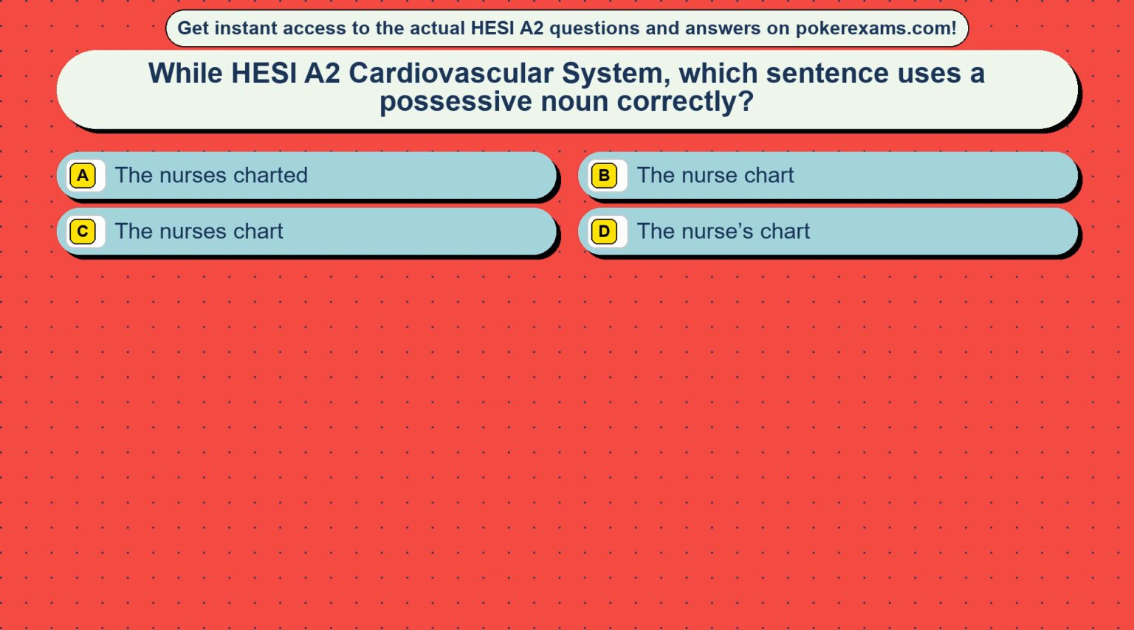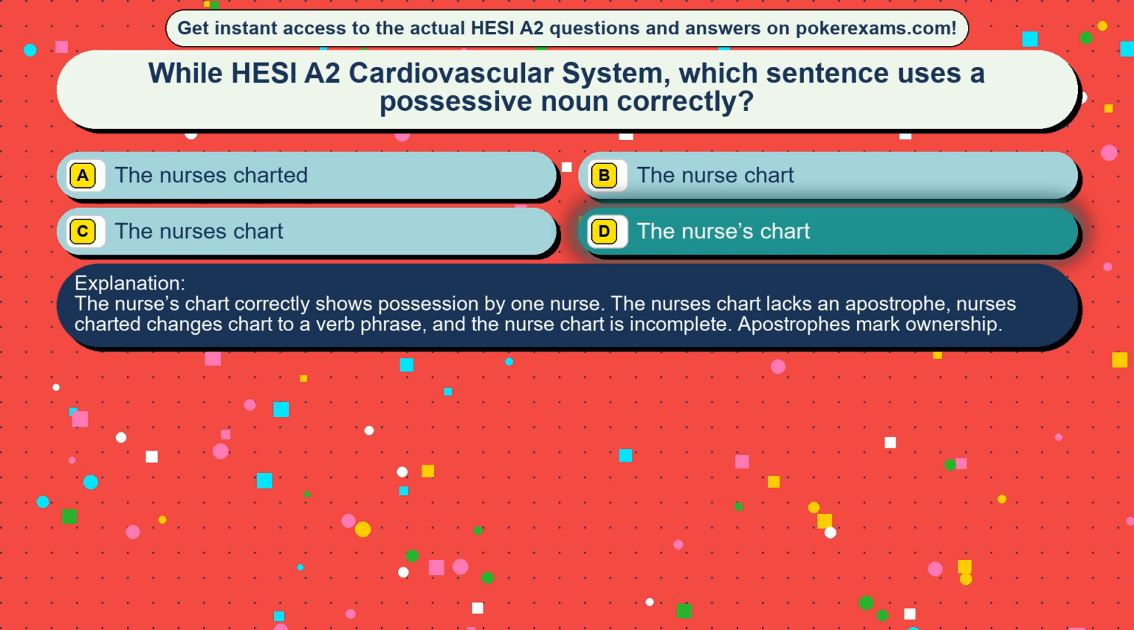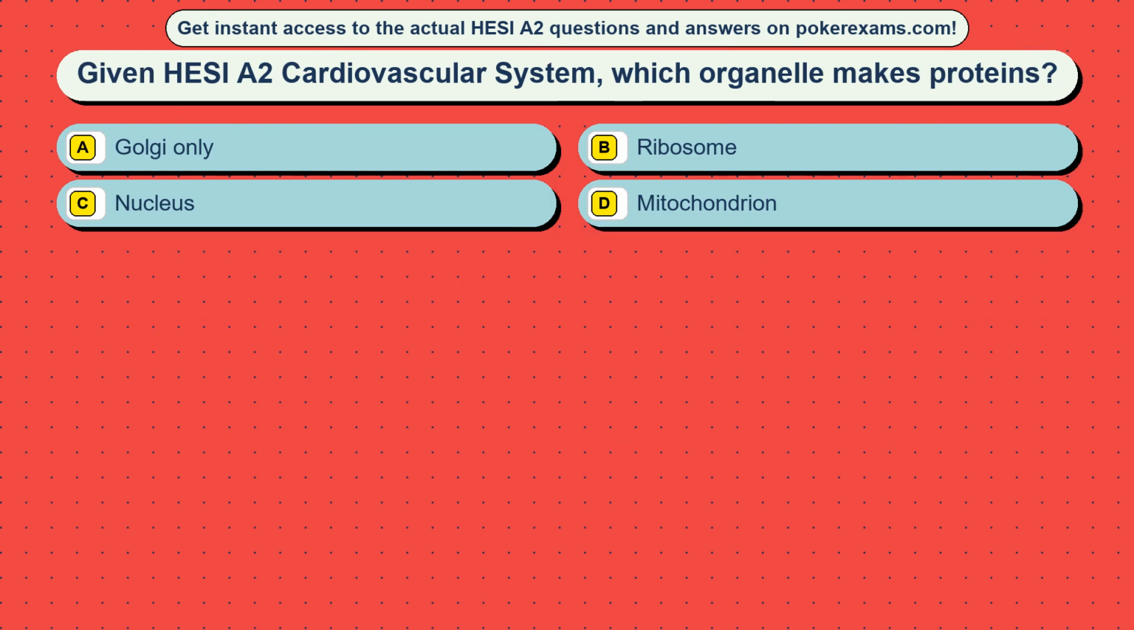Question 47. While HESI A2 cardiovascular system, which sentence uses a possessive noun correctly? Option A. The nurse is charted. Option B. The nurse chart. Option C. The nurses chart. Option D. The nurse's chart. The correct answer is option D. The nurse's chart correctly shows possession by one nurse. The nurses chart lacks an apostrophe. Nurse is charted changes chart to a verb phrase, and the nurse chart is incomplete. Apostrophes mark ownership.